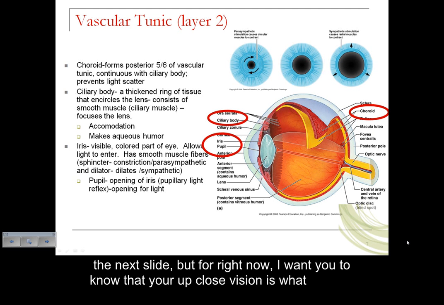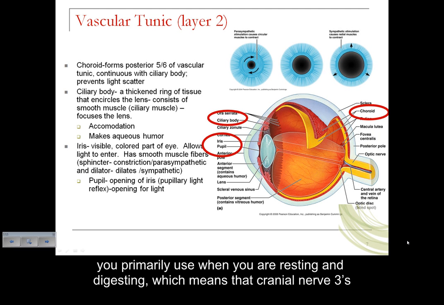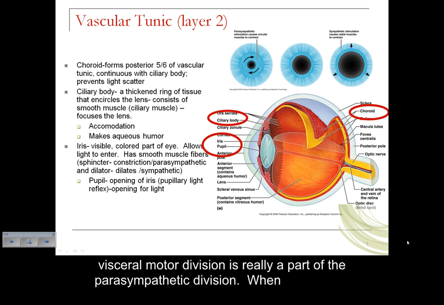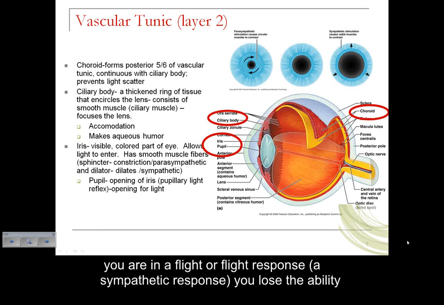A flash movie will review this on the next slide, but for right now, I want you to know that your up-close vision is what you primarily use when you are resting and digesting, which means that cranial nerve 3's visceral motor division is really a part of the parasympathetic division.